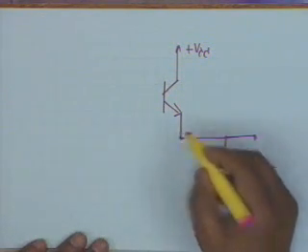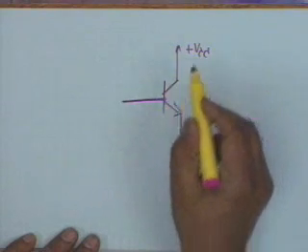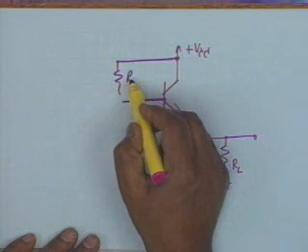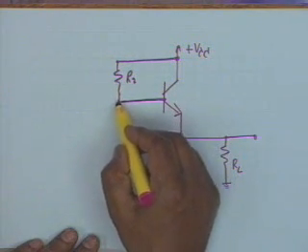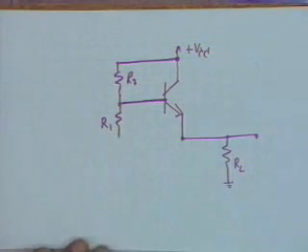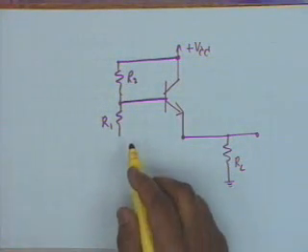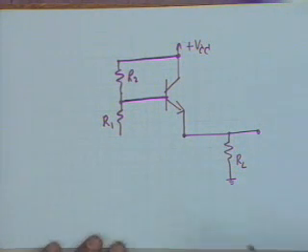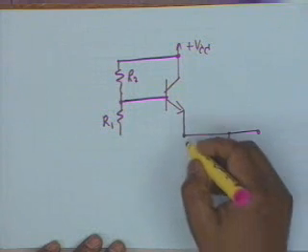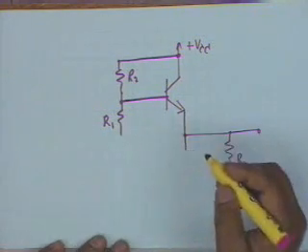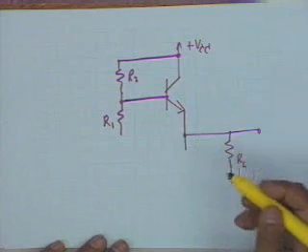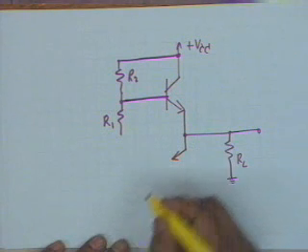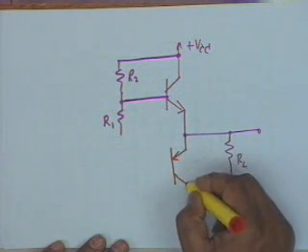The base is biased in the usual manner, that is you have an R2 and then an R1. I will not complete this circuit here because I have to draw the other transistor also. Alright. Then the other transistor instead of NPN, let me show it in a different color, it is PNP, and therefore the emitter goes in, the collector comes out.